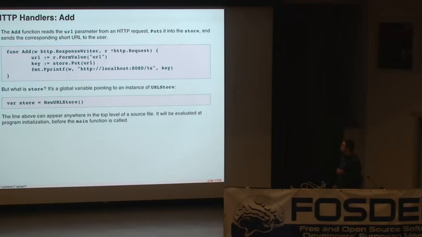So here's the implementation of add. The add function reads the URL parameter out of the HTTP request, so a form input box named URL, for example. And then it puts it into the store, and then sends the corresponding URL back to the user. So inside our function, we get the request's form value that's called URL and store it in the variable URL. And we call store.put, putting the URL into the store and getting a key in exchange. And then we print the new shortened URL, which, because I'm running on my machine on port 8080, I'm just printing that out with the key appended to the end, and we're writing that to the response writer. So that's what the user will see in exchange.